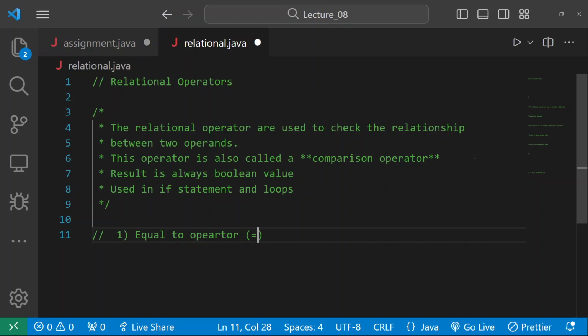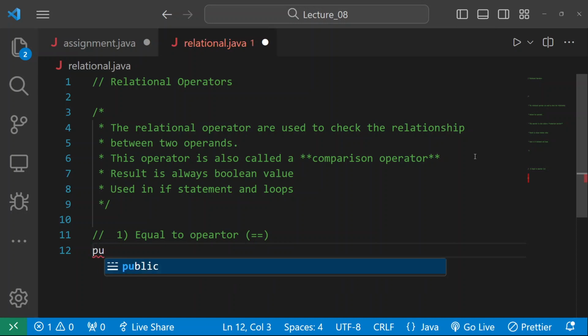It means a equal to 10 is assignment. The equal to operator is written in this way. Why in this way? You will get an idea through examples. Remember, this operator is used to check whether the two operands are equal or not. If both operands are equal, it returns true. If they are not equal, it returns false. If you're not understanding the definition, you will get better clarity from the example. Let's move on to the example.